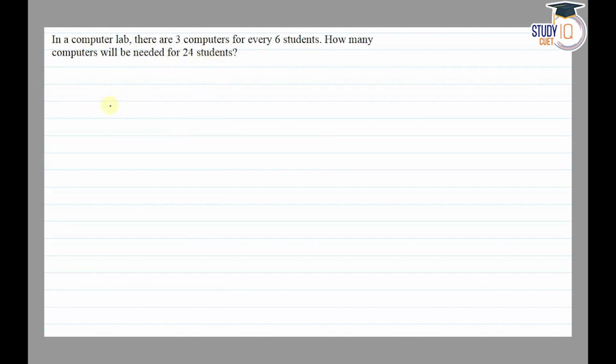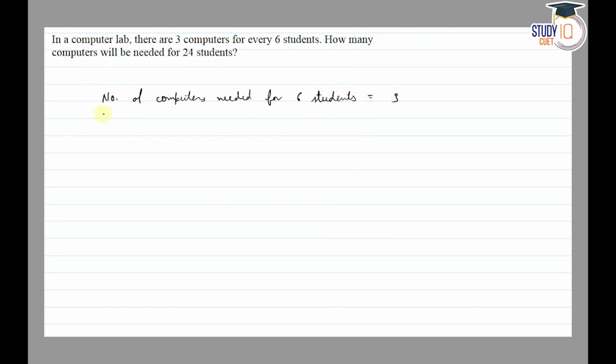So हमें given है number of computers needed for 6 students. ये हमें given है 3.